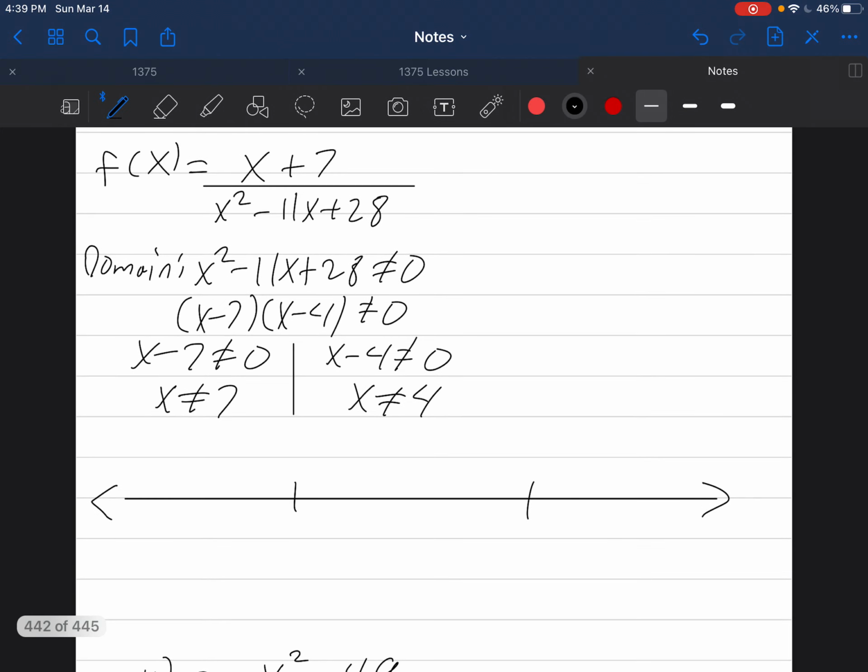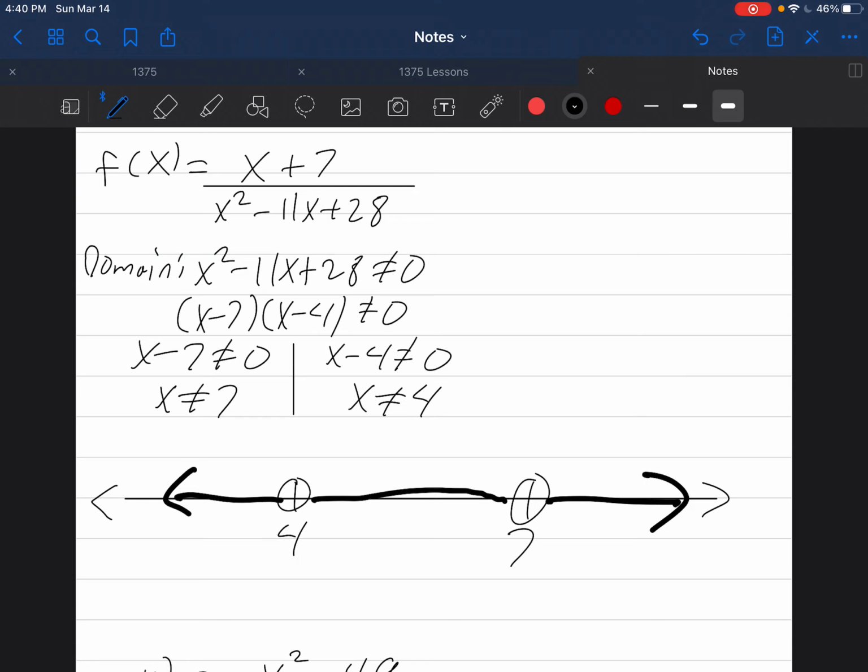So on a number line, we'll write in 4 and 7, because 4 is less than that. 4 and 7 are our critical values. And our domain is simply everything that's not those two values. So that would be negative infinity up to 4, union, 4 to 7, union, 7 to infinity.